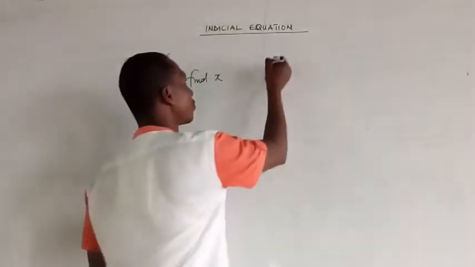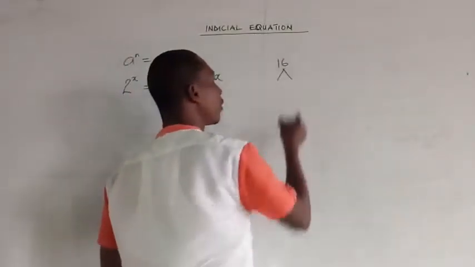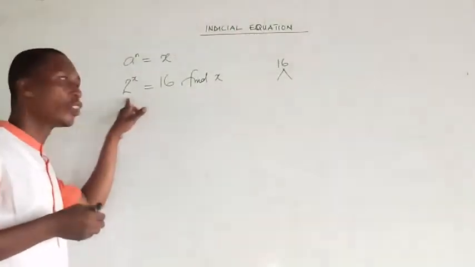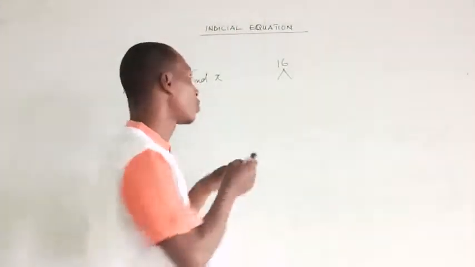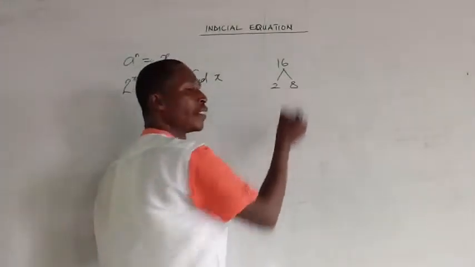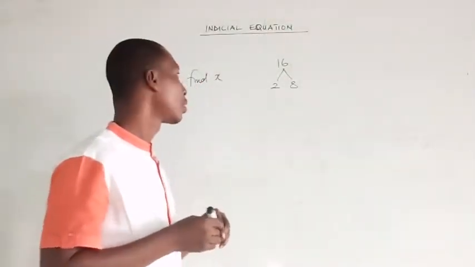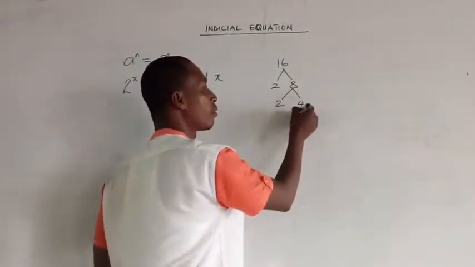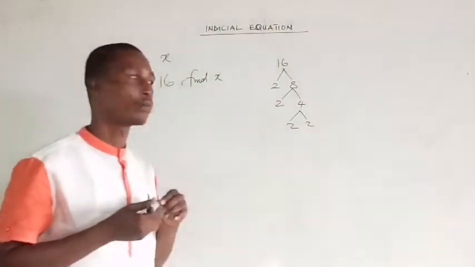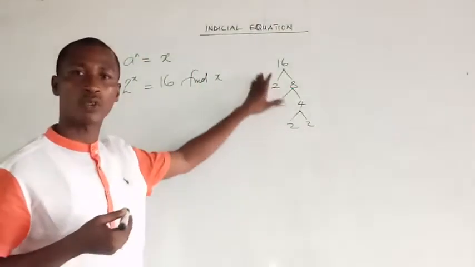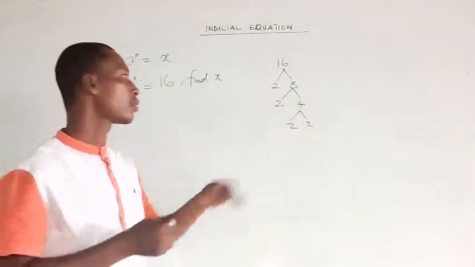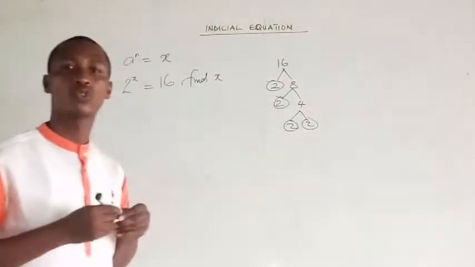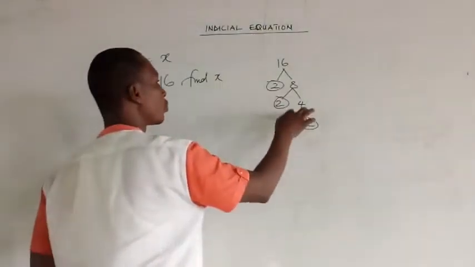So I'll take 16. I find numbers I multiply that will give me 16. Because the base here is 2, I will use 2 to do my division. So 2 will go into 16, 8 times. 2 times 8 will give me 16. Then 8 is still divisible by 2, so I get 4, 2, 2. So we have 2, 2, 2, 2. The 2 is occurring 4 times, so we have 2 to the power 4. Yes, 1, 2, 3, 4.